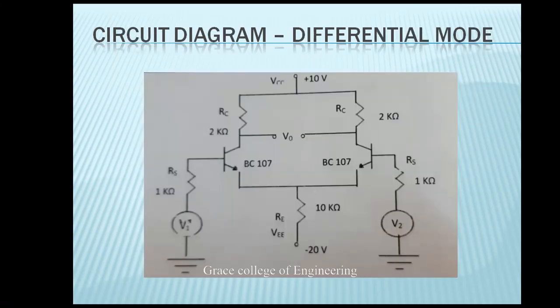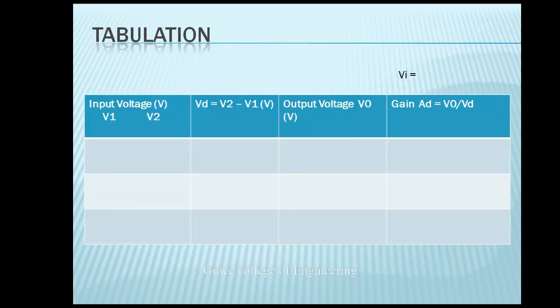This is a circuit diagram of the differential amplifier in differential mode. So here we can see two separate voltages are applied to both the base of the transistors. So we will be measuring the input voltage V1 and V2 separately and find out what the output voltage is. So the output voltage should be the difference between the two input voltages.